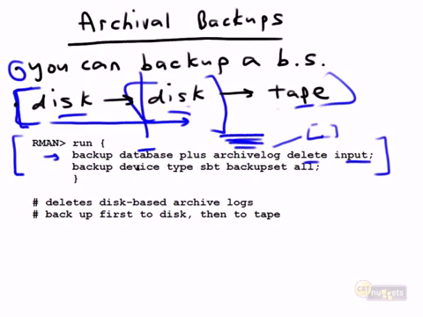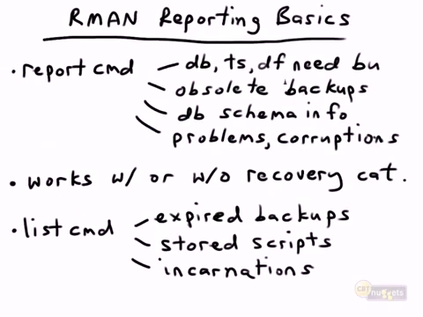Second statement in this example, backup device type SBT, which is tape. You'll need to do some additional configuration to specify your media manager target. And then backup set all is going to grab any backed up backup sets and shuttle them to your tape device. Final point before we get to our demo is a little bit on RMAN reporting.